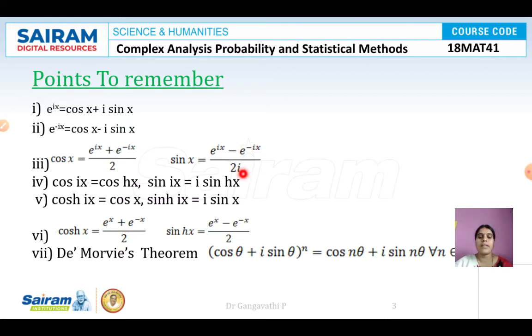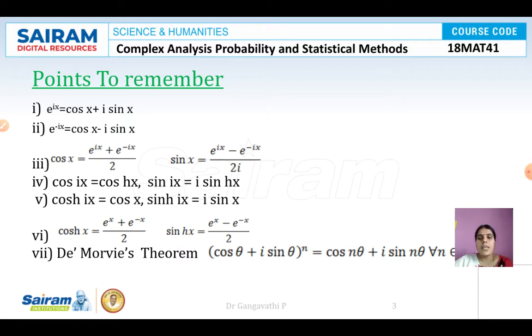If you think in that way, you can just substitute for e power ix from result 1 and e power minus ix from result 2. Whatever terms get cancelled, you can cancel them. With the remaining result, if you cancel the terms with the denominator, you'll get back your sin x. So that is where you have to remember it properly.